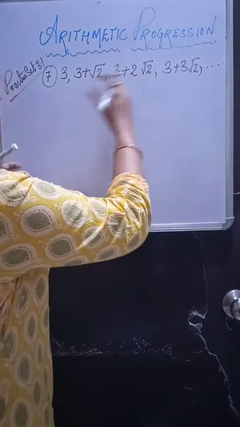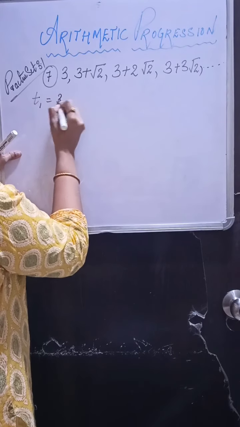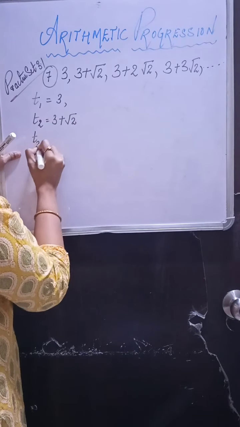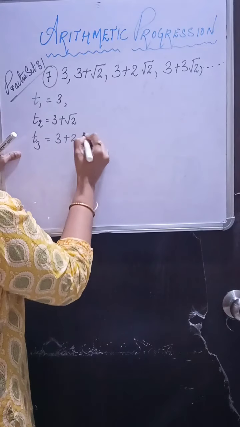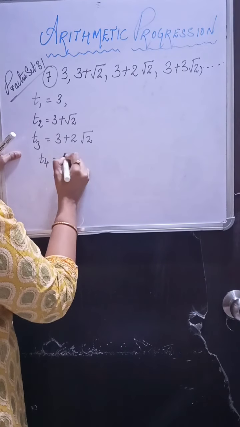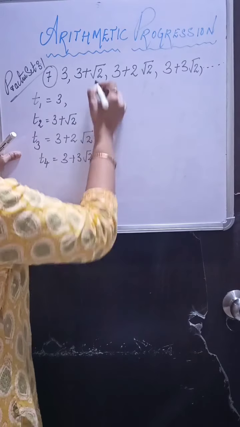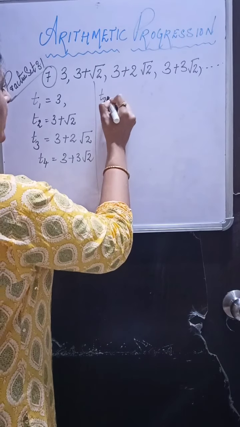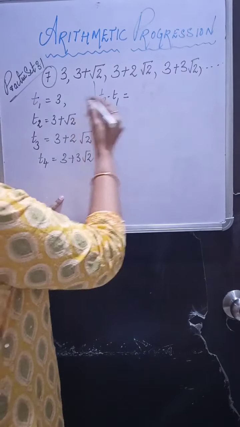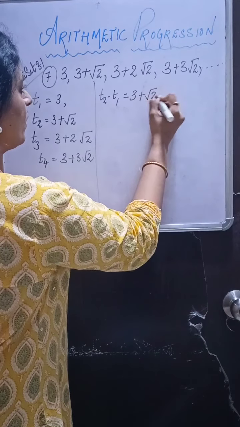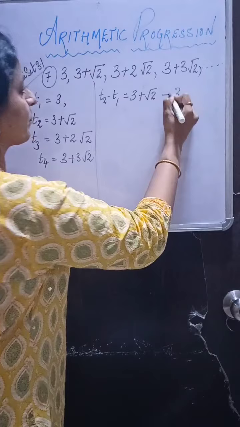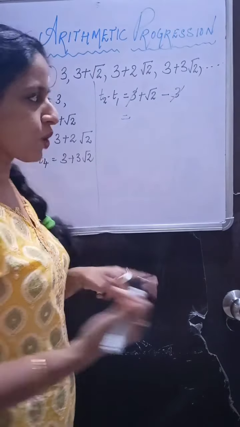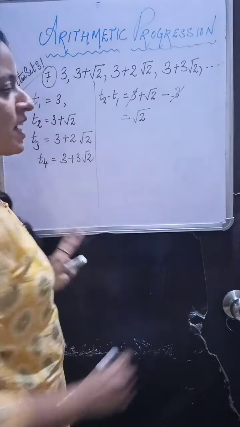The 7th question. T1 is equal to 3. T2 is equal to 3 plus root 2. T3 is equal to 3 plus 2 root 2. T4 is equal to 3 plus 3 root 2. I have written this. Now after this, let us find the difference. T2 minus T1 is equal to T2, which is 3 plus root 2, minus T1, which is 3. 3 minus 3 will get cancelled. 3 minus 3 is 0. So you are getting the difference as root 2.